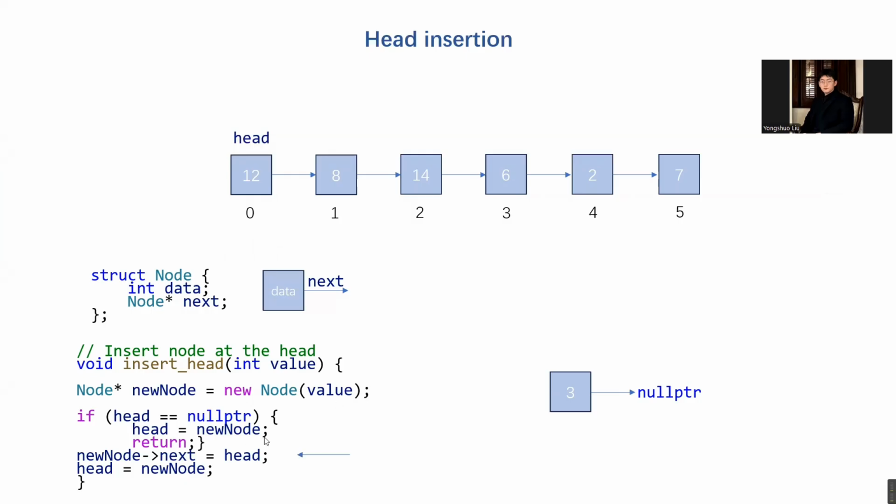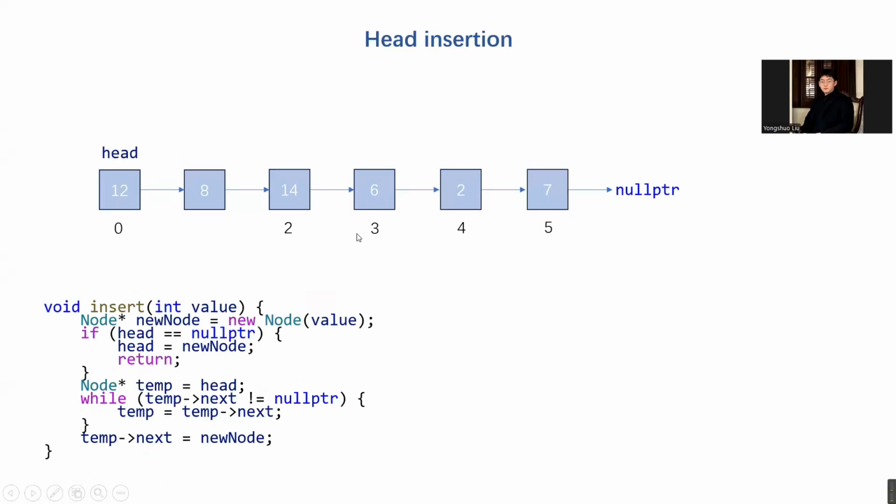And if not, if the sequence is not empty, we need to set the new node's next equal to head, like that. This one's next will point to the head. And then we set the head to become the new node. This line, right? So in this way, we can achieve head insertion.